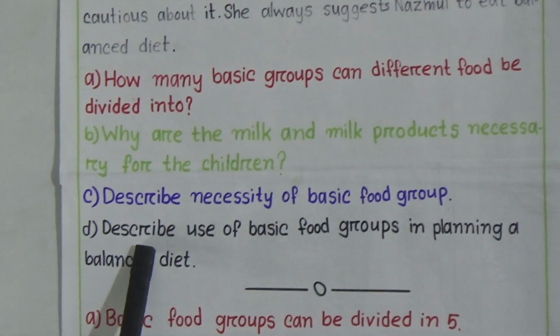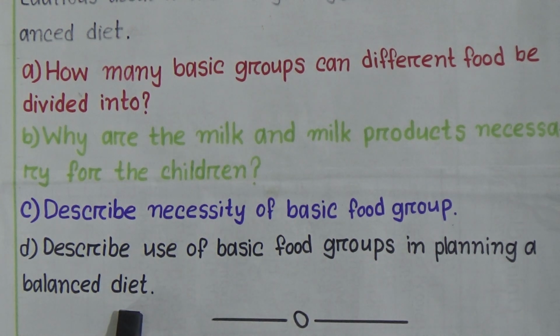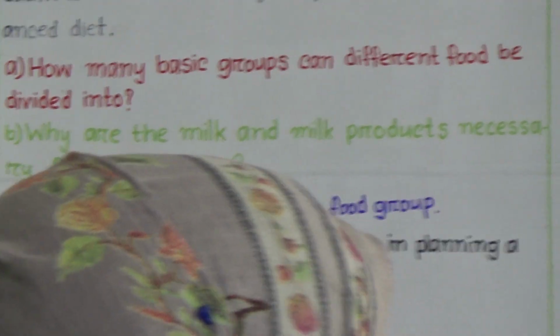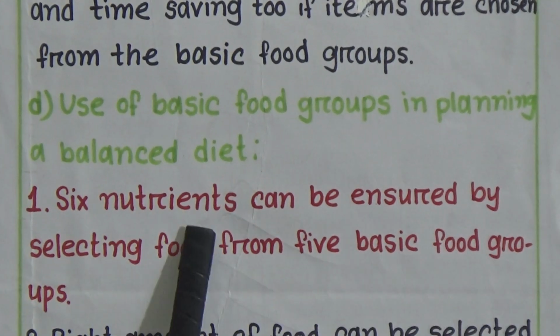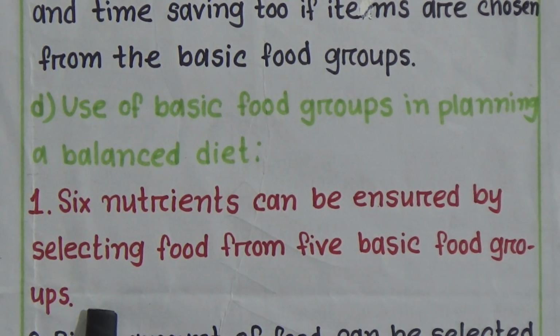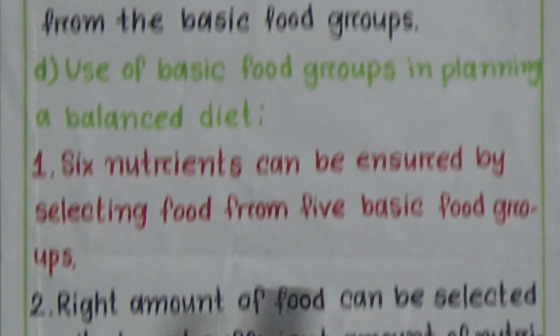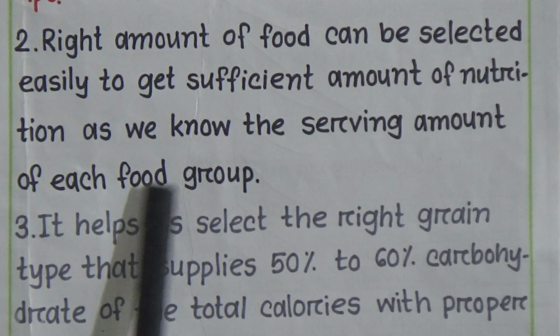Now students, we will discuss question number D. Our question is, describe use of basic food groups in planning a balanced diet. Okay, now we'll discuss this question. Use of basic food groups in planning a balanced diet. Number 1, 6 nutrients can be ensured by selecting food from 5 basic food groups. Number 2, right amount of food can be selected easily to get sufficient amount of nutrition as we know the serving amount of each food group.